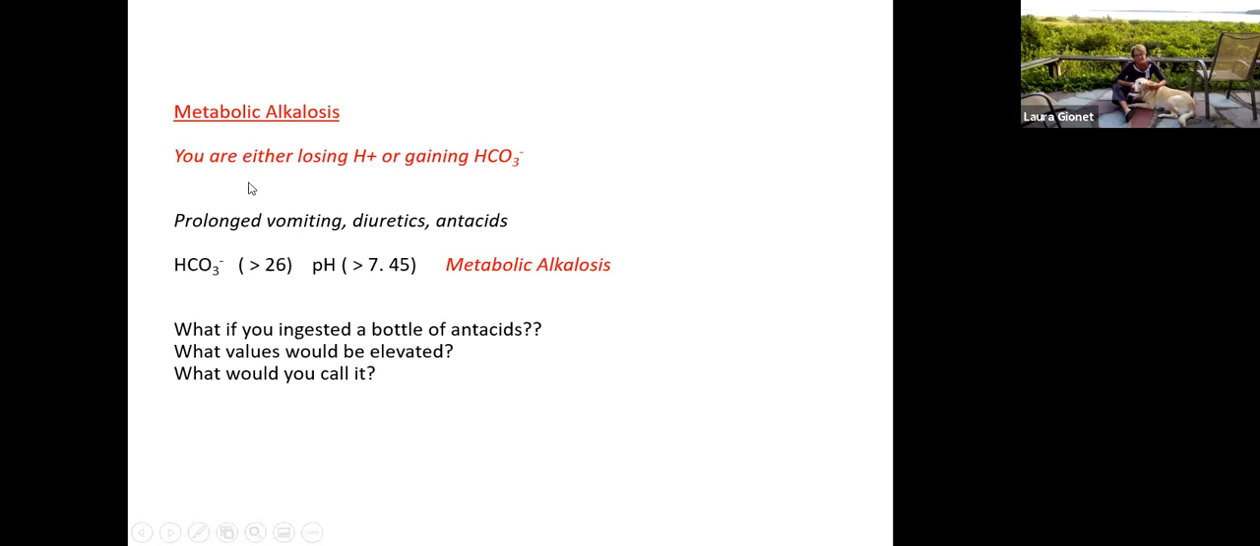Metabolic alkalosis, you are either losing hydrogen ions or gaining bicarbonate, right? Just the opposite of what we looked at with metabolic acidosis. So prolonged vomiting, losing hydrogen ions. Diuretics, losing hydrogen ions. Antacid, gaining bicarbonates. What if you ingested a bottle of antacids? Then you would be ingesting more bicarbonate. So you have a lot more buffer to interact with hydrogen ions. You're increasing your pH because you're decreasing the hydrogen ion concentration. What values would be elevated? Right? The pH and the bicarbonate levels, and what would you call it? Metabolic alkalosis.